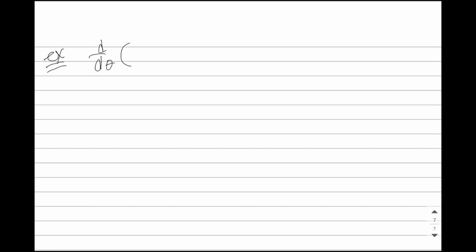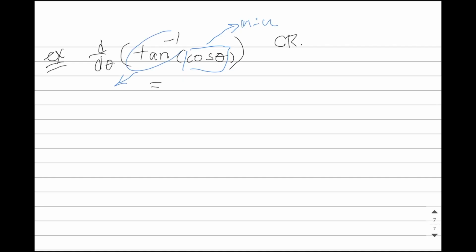So for example, if we were asked the derivative of the inverse tangent of the cosine of theta, we would use the chain rule. This is the inner part, let's call it u, and the outer part would be the inverse tangent of u. Now note this tan with the -1 is notation for inverse. Sometimes people will use the notation arctan. They both mean the same thing. The -1 is not a power.